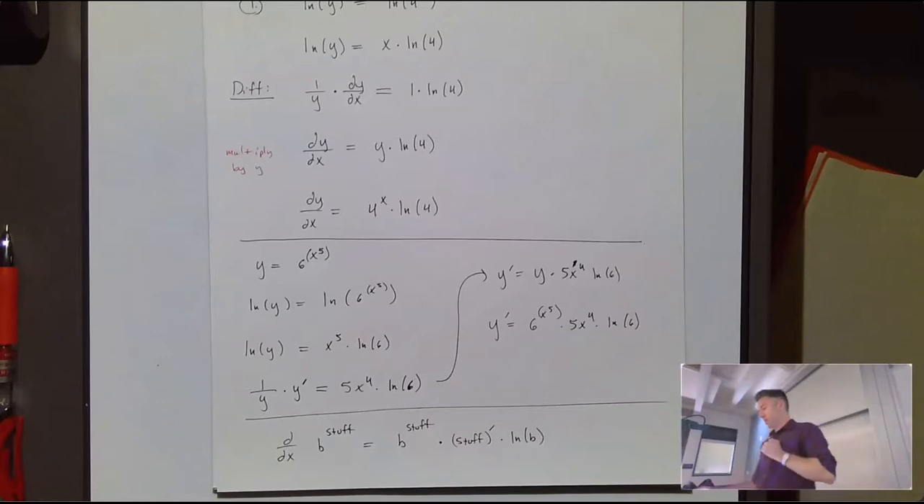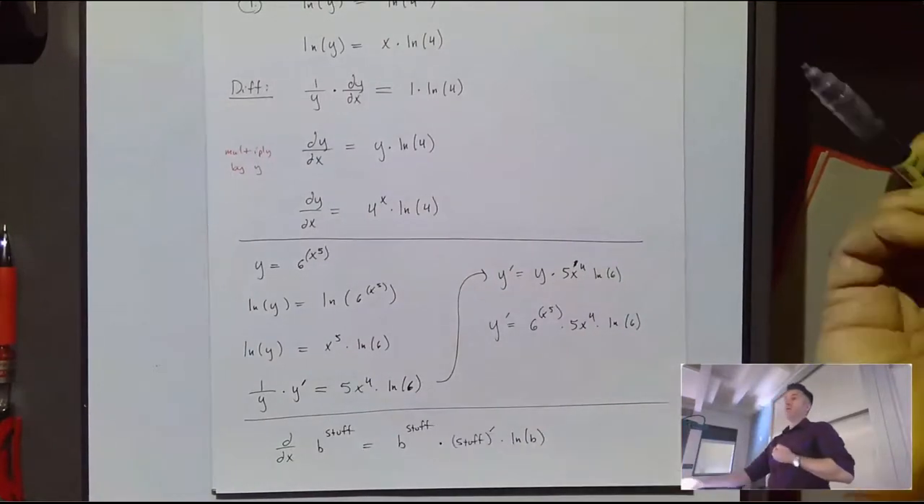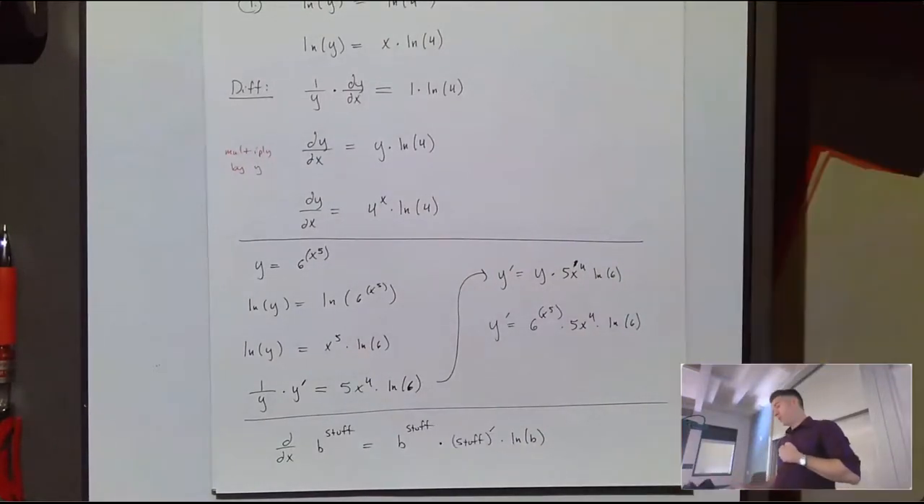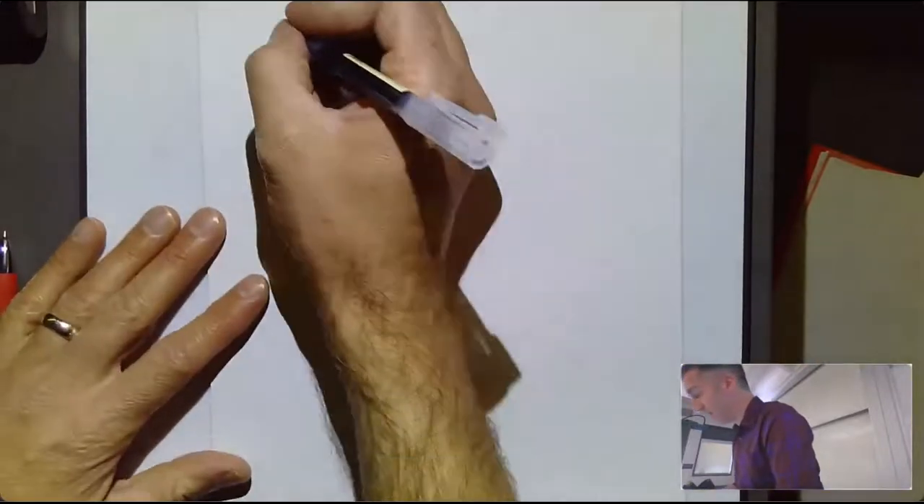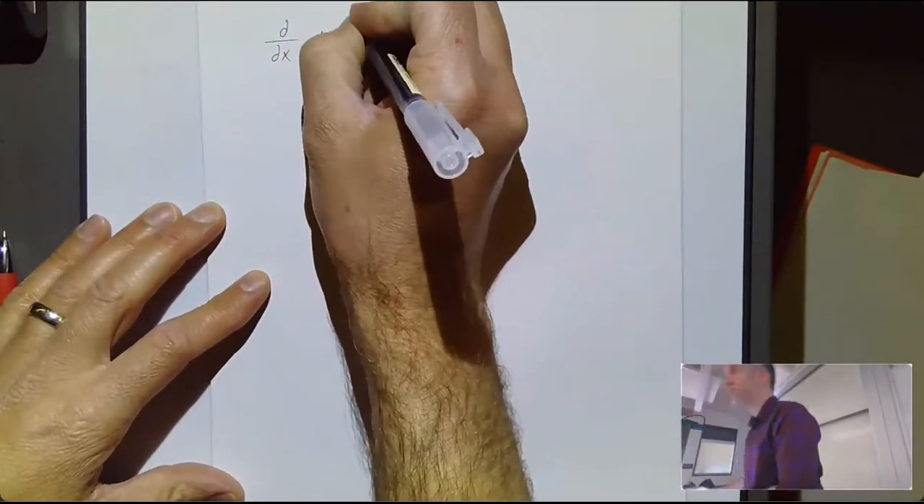The idea, though, is that we're using these examples to develop a rule, right? So we could do this every time. I don't want to do it every time. What I really want to do is remember this rule, which is that if I have the derivative of some base to the stuff, I'm going to get the base to the stuff times the derivative of the stuff times the natural log of b. So, to address that specific example, if I wanted to find the derivative of 4 times e to the x squared.